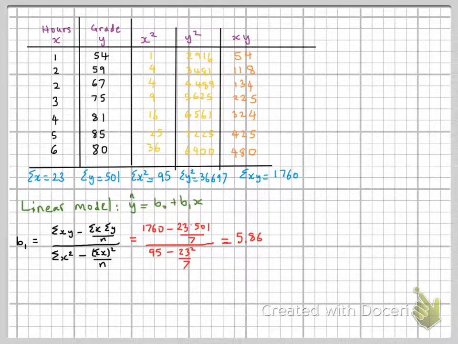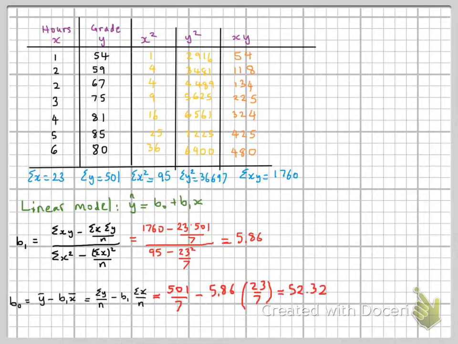Okay, so if you take your B1 and you substitute all the information there, your result should be 5.86 or something very close to that. I hope that's what you obtained. And for B sub 0, your result there should be 52.32. So therefore, our linear model is as shown. Y hat is 52.32 plus 5.86 multiplied by x.